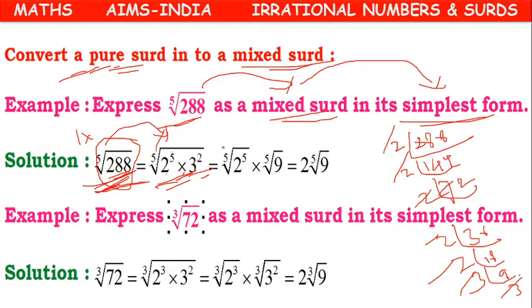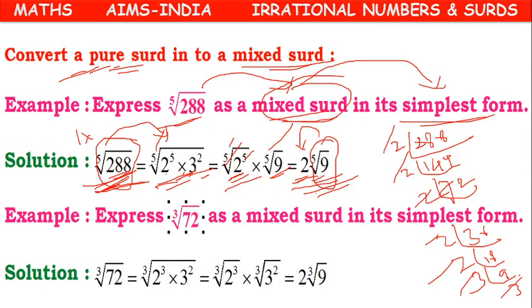Next, this fifth root can be written separately for 2 power 5 and 9. So for 2 power 5, what happens? Fifth root and power 5 get cancelled. It will become 2. So 2 into fifth root of 9. Now the surd is fifth root of 9. Before that we have the multiple 2. So it is in the form of a mixed surd. Now, fifth root of 9, we cannot simplify further.